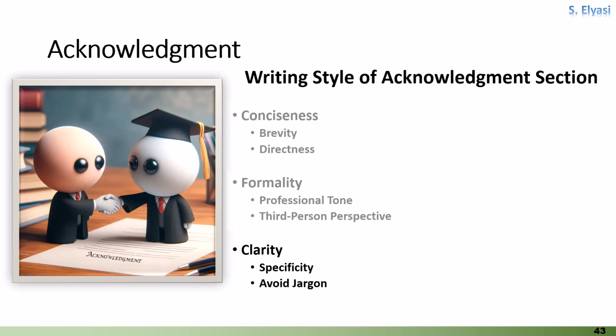Avoid jargon. While the research itself might be complex, the acknowledgment section should avoid technical jargon to ensure it is accessible to a broader audience, including non-specialist readers. Gratitude. Expressing thanks. The tone should convey genuine gratitude. Phrases like "gratefully acknowledge," "wish to thank," or "would like to express our gratitude to" are commonly used.